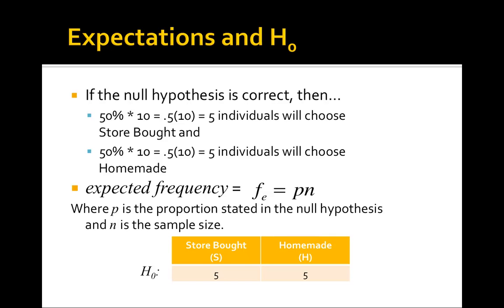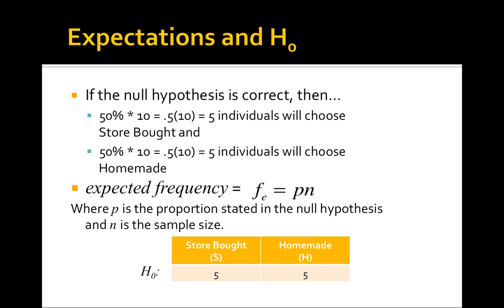If the null hypothesis is correct, then 50% of 10 equals 0.5 times 10 equals 5 individuals will choose store-bought, and 50% of 10, again, 0.5 times 10 equals 5 individuals will choose homemade. We use the formula expected frequency, symbol F sub E, equals P times N. P is the probability or percent, times N, which is the number.